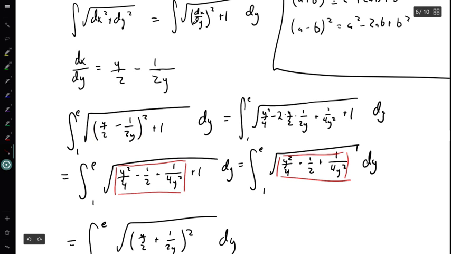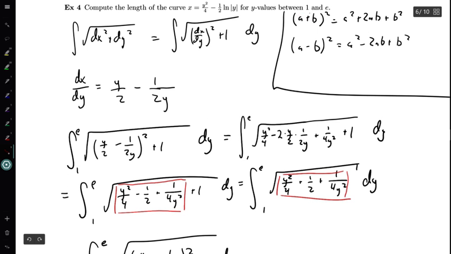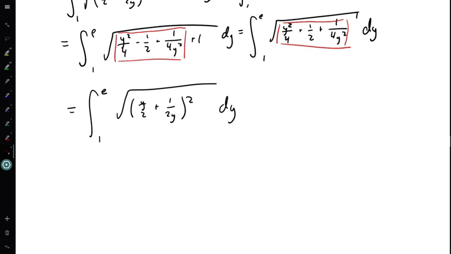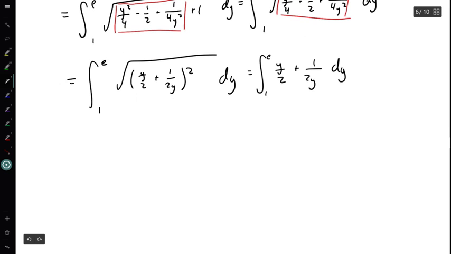But I know the first red box factors as something squared. It was this (y over 2 minus 1 over 2y) squared. And so that tells me that the second red box, where the only difference is the plus 1/2 instead of the minus 1/2, is going to factor as the same thing, but with a plus in the middle. So here I have now the square root of this thing squared, and lo and behold, the square root and the squared cancel out, and this is the integral from 1 to e of y over 2 plus 1 over 2y. And this is a thing that we can actually integrate.